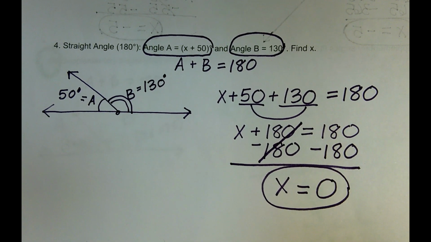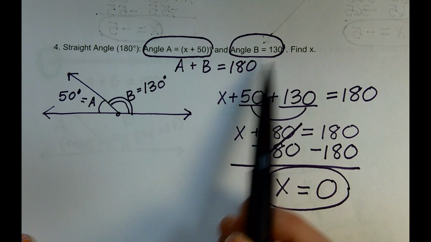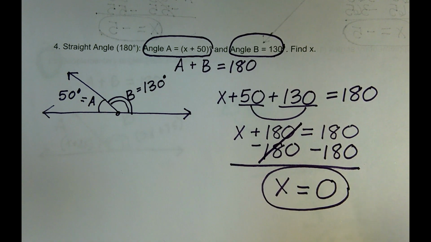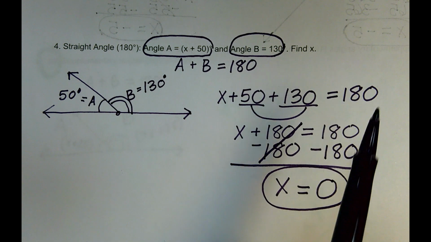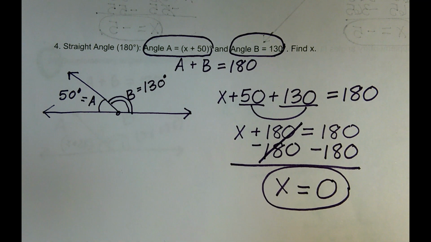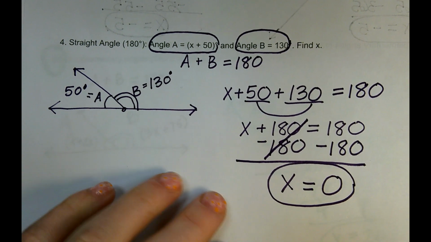I actually started to confuse myself as I did it because I thought, but 50 isn't equal to 130, this has to be no solutions. But I forgot, we're not setting them equal to each other. We're adding them together and setting them equal to 180. You are sneaky. Oh, that's good. So that's number 4.